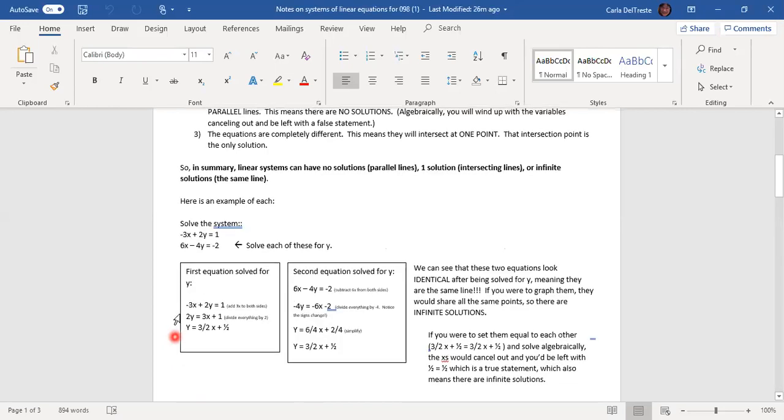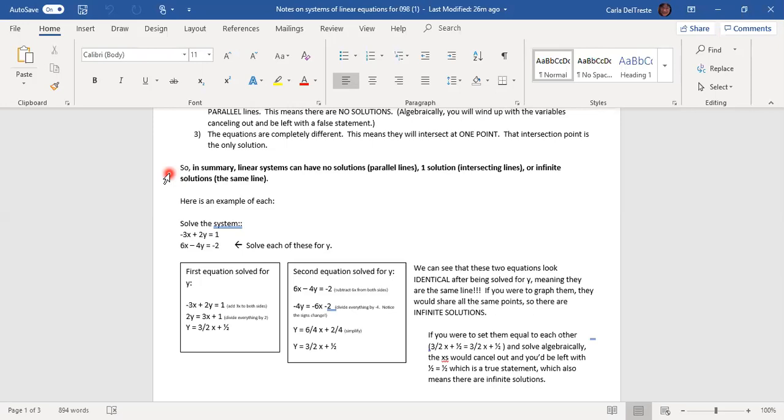Before we look at the example, let's just summarize really quick. That's why I put this in bold. Linear systems have three possibilities. There's going to be no solutions, which means the lines are parallel, or there's going to be one solution, which means the lines intersect, or there's going to be infinite solutions because they're the same exact line.